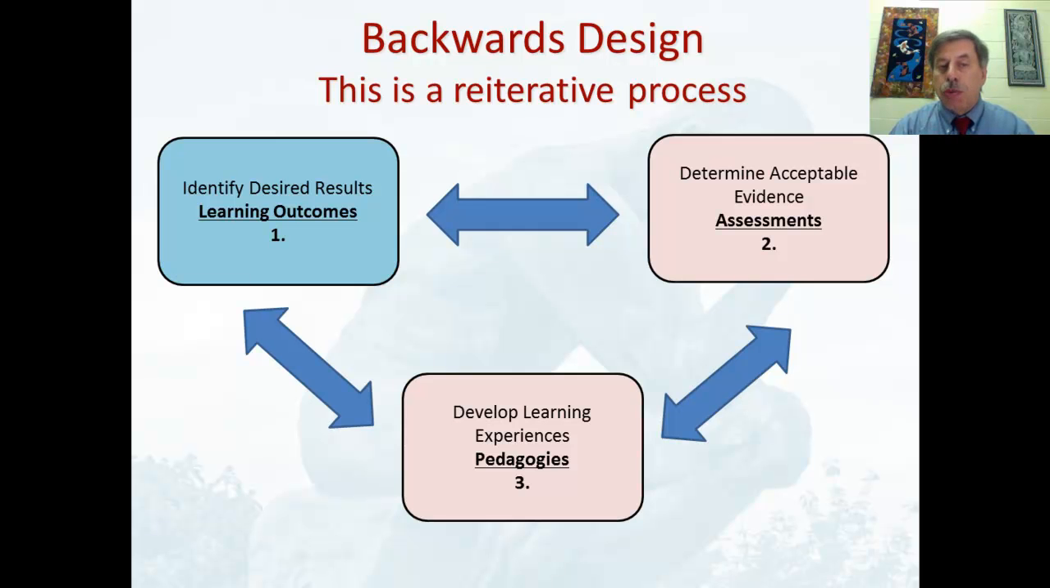Now, the process is reiterative because often we find that in deciding on the learning outcomes, we need to change the assessments or vice versa, and the pedagogies are often adapted after we begin the process. So the process is reiterative but contains three components: determining learning outcomes, identifying what acceptable evidence is, and then developing appropriate learning activities or pedagogy.